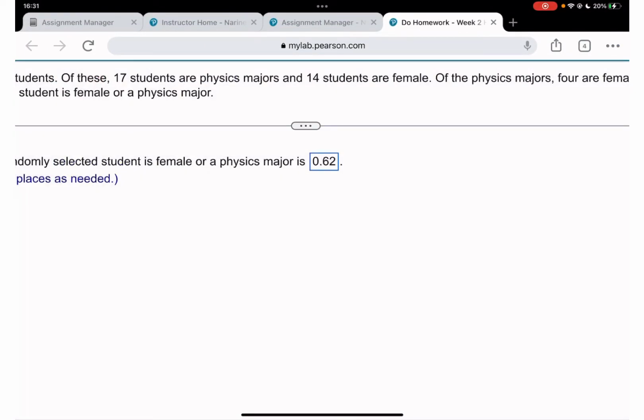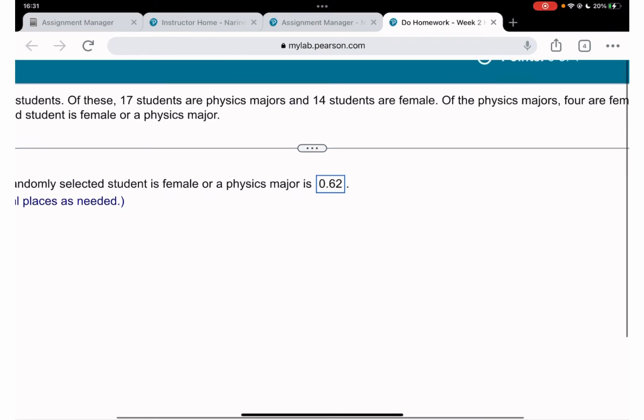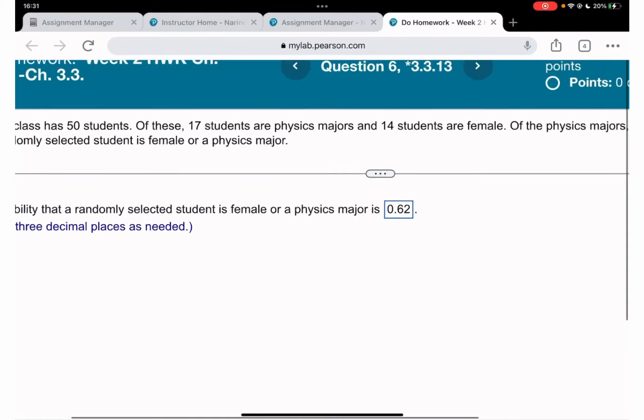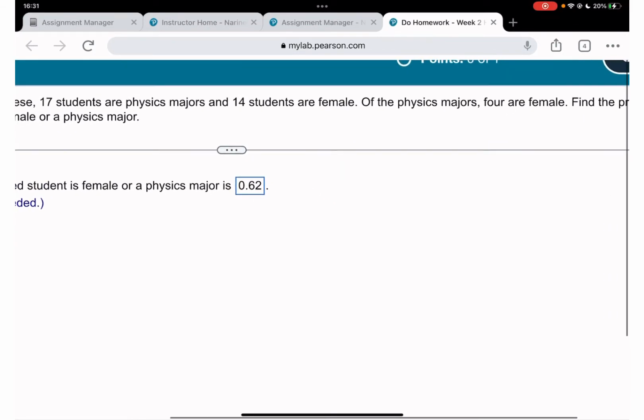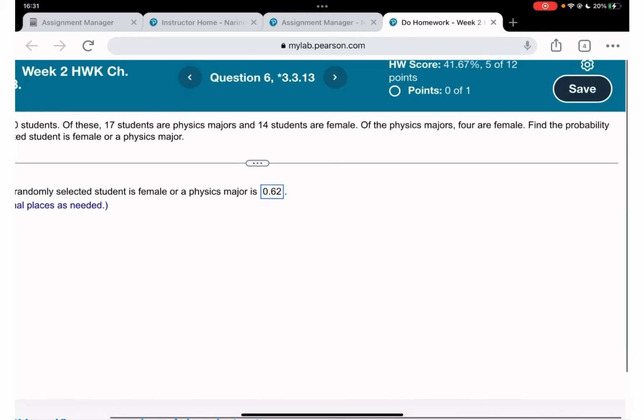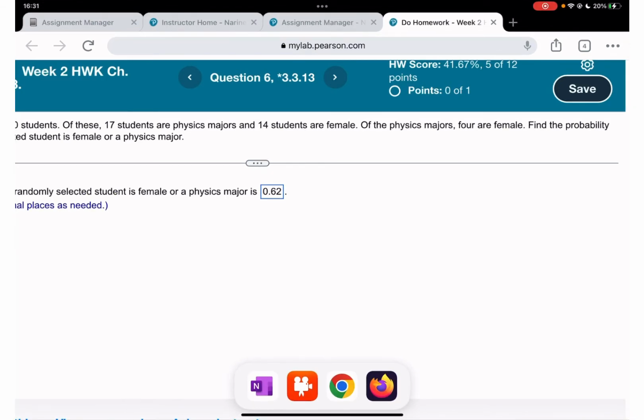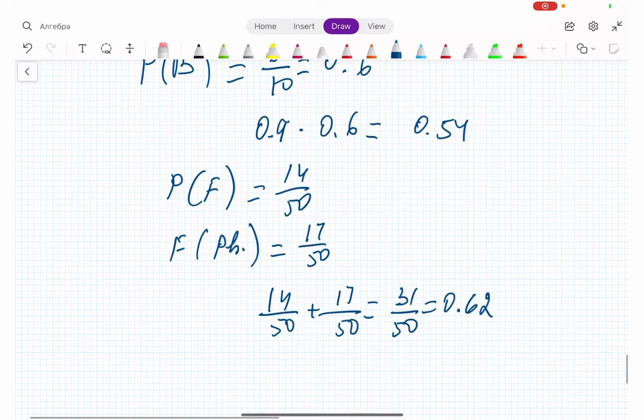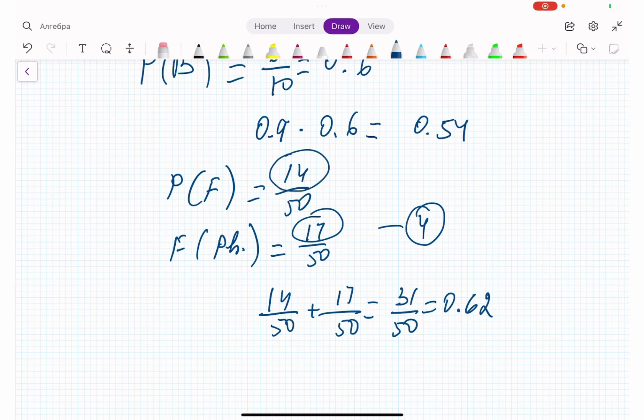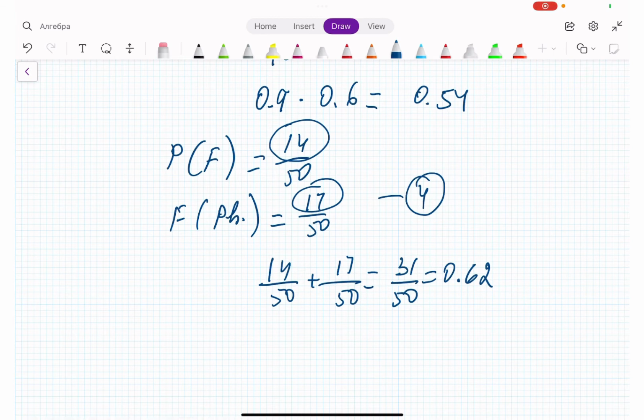What is incorrect here? There is nothing to be incorrect. Okay, let's do over. See, I didn't finish reading. That's my fault. Of the physics major, 4 are female. Okay, that's the catch. Of physics major, 4 are female. So out of the 17, 4 are females. So this 4, we count as female, and we count as physics. So 4 people are getting duplicated.